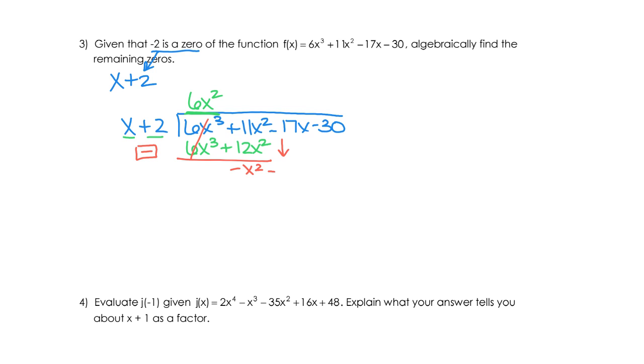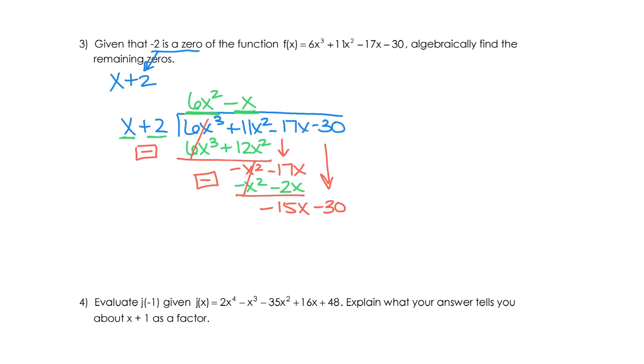Bring down our negative 17x, and up at the top we're going to need a negative x, so that the negative x times the x is negative x squared, and negative x times 2 is negative 2x. We'll subtract, and a negative x squared minus negative x squared cancel. Negative 17x minus a negative 2x is a negative 15x. And we're going to bring down the minus 30.